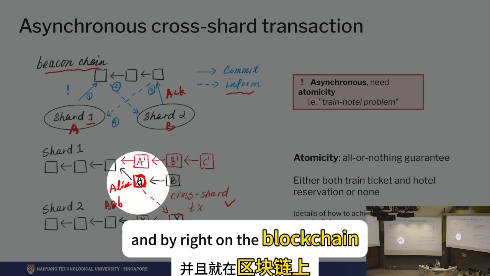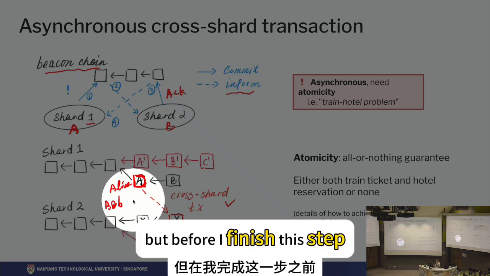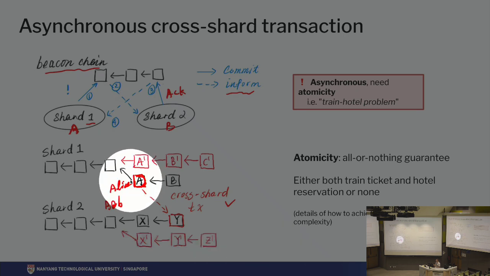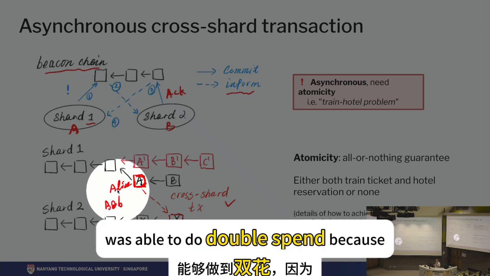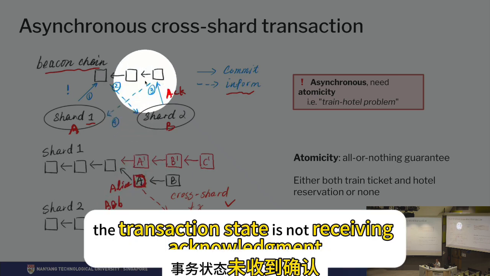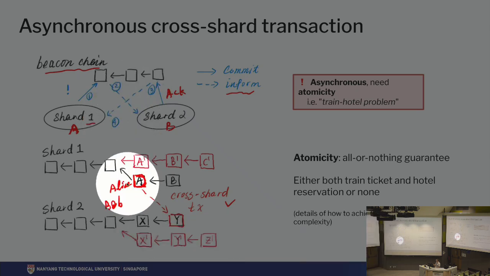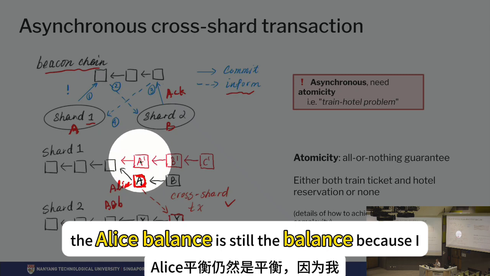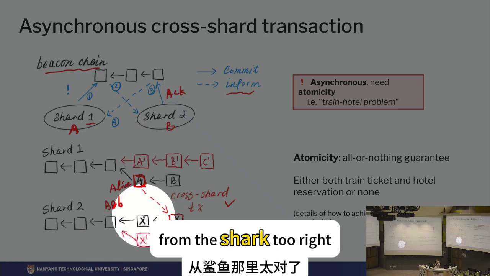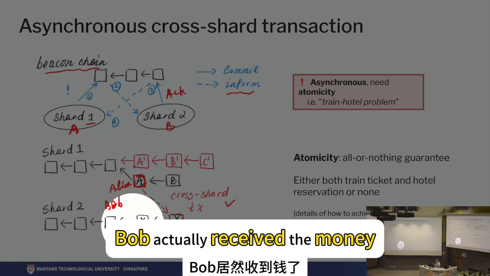And by right, on block A, I should deduct the money from Alice. But before I finish this step, shard 1 got hacked. And actually, by doing this, Alice was able to double spend because the transaction state is not receiving acknowledgement from the beacon chain. Alice's balance is still the same because I didn't receive the acknowledgement from shard 2, right? And that's where Alice got a double spend issue. Bob actually received the money.